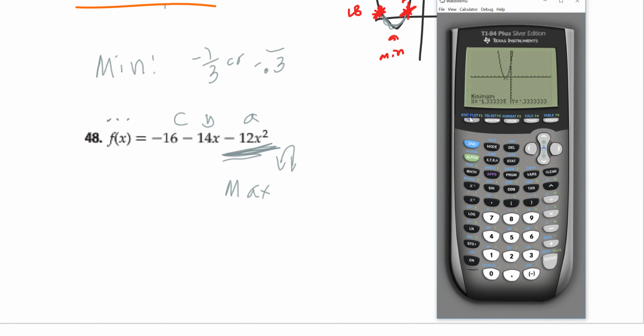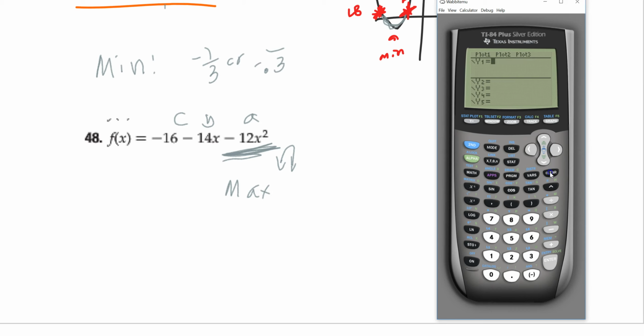So y equals, took me a while, negative 16 minus 14. Notice again, I put a negative when it's the first number in the thing I'm typing in. I put a subtraction sign when it's in between things. Then minus 12 X squared. Hit graph. I want to show you this on purpose because when I graph it, I don't see anything. This graph is not a normal viewing window, so I've got to fix my viewing window.